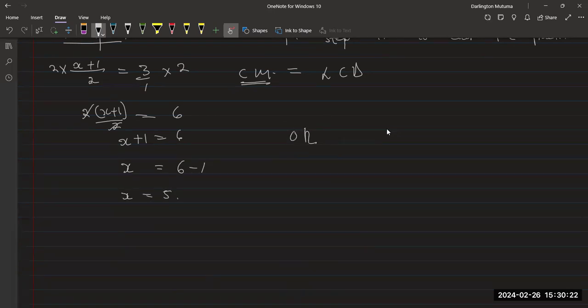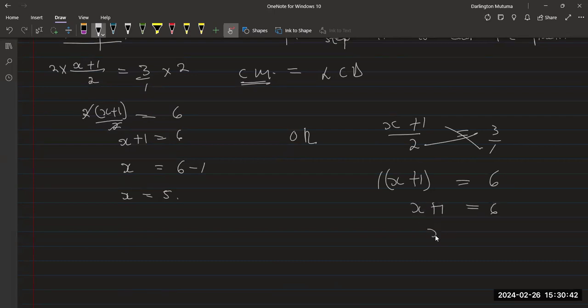Or you were just supposed to say x plus 1 over 2 is equal to 3. You just do cross multiplication. Then you get x plus 1 times 1 here, which will still remain the same. Then 2 times 3, that's 6. So it's x plus 1 equals 6. So x is equal to 6 minus 1. So x is equal to 5. Are we together? Yes, sir. Good. Any questions?